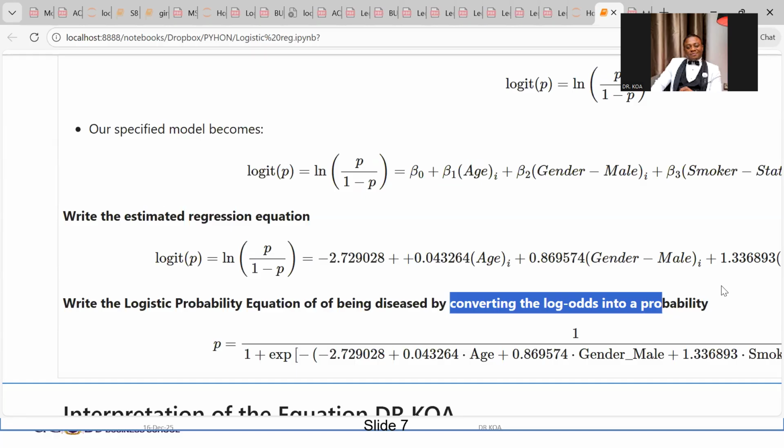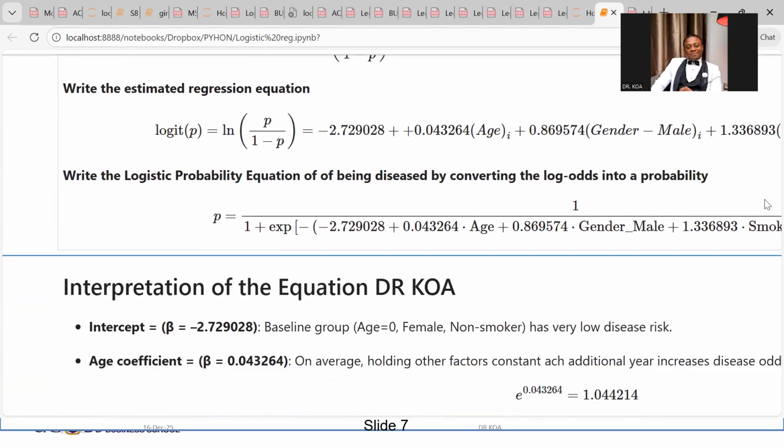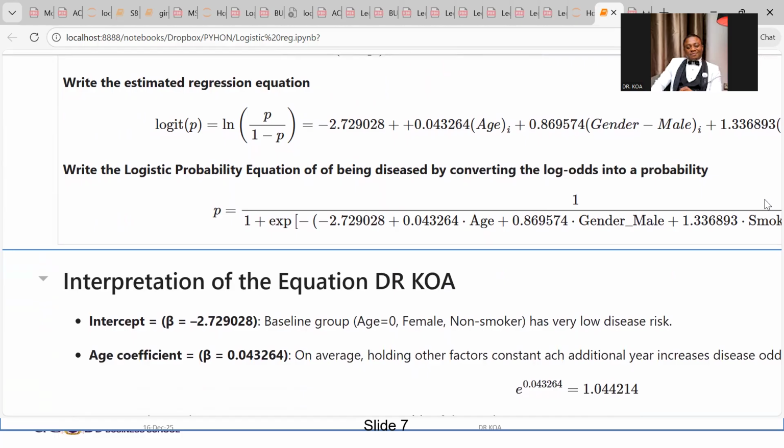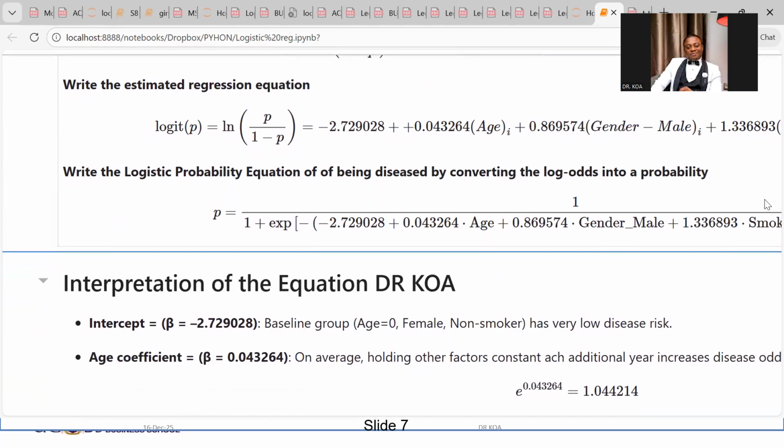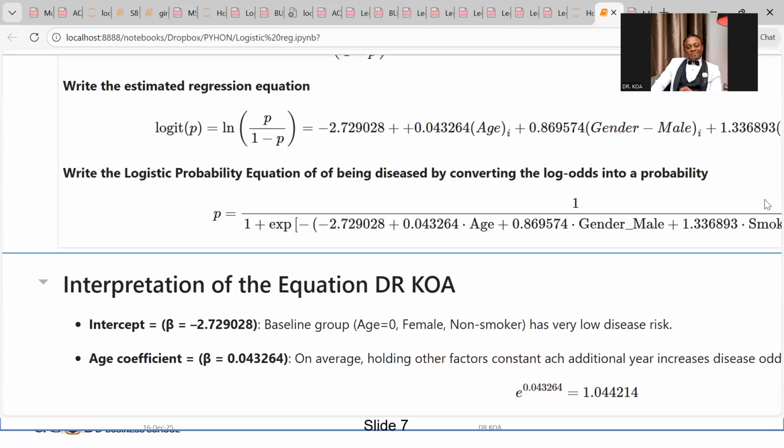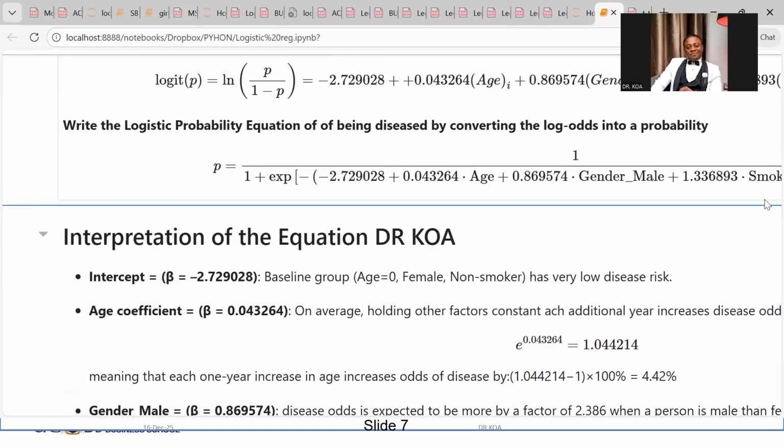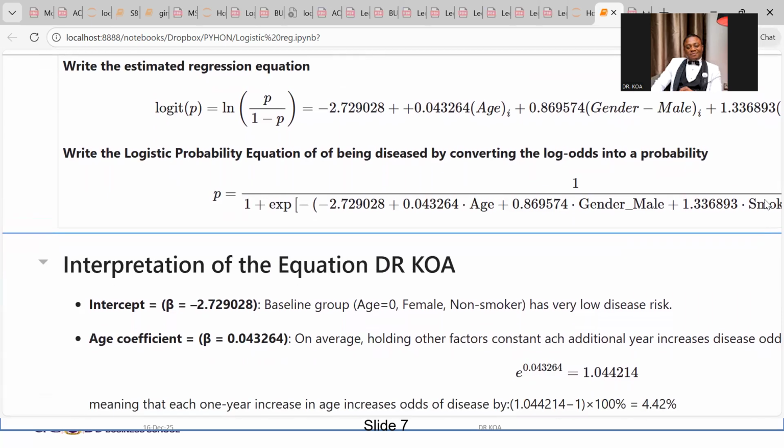Okay, the next thing is to know how to interpret the model. How do you interpret the model? Now, interpretation of the model is key, is serious, because the way you interpret logit models or logistic regression models is not the same as that of multiple regression. So let's take the intercept. The intercept is negative 2.729. What does that mean? Well, we normally say that if everything is not there, the intercept becomes the baseline.